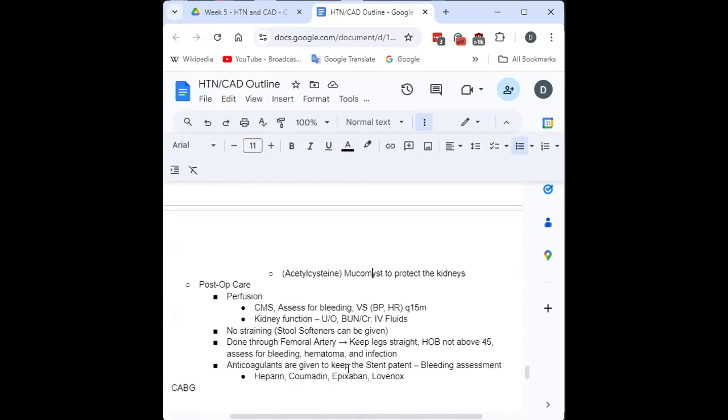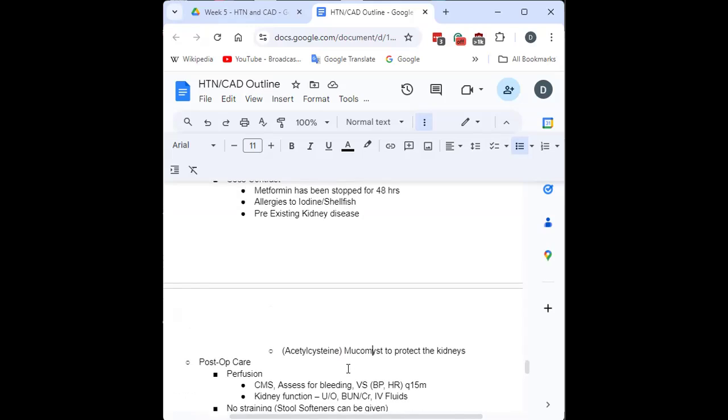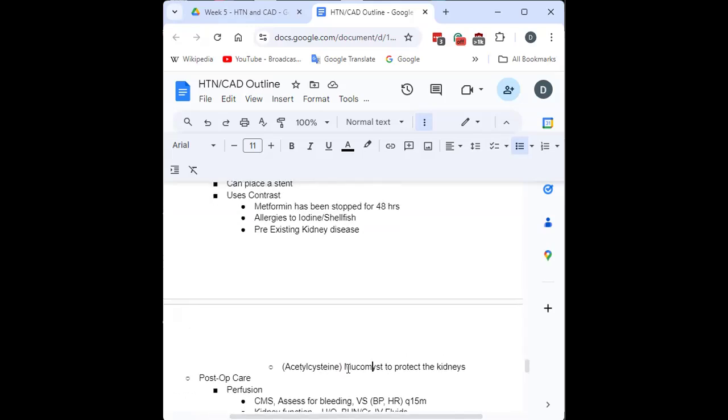Sorry, my internet's bad. So what I said is that Mucomyst can be used to protect the kidneys from contrast and stuff. Acetylcysteine is the generic name for it, and it can also be used for Tylenol overdose. Again, extra information, but if you hear it once, maybe you'll remember and be like, oh yeah, I remember that.